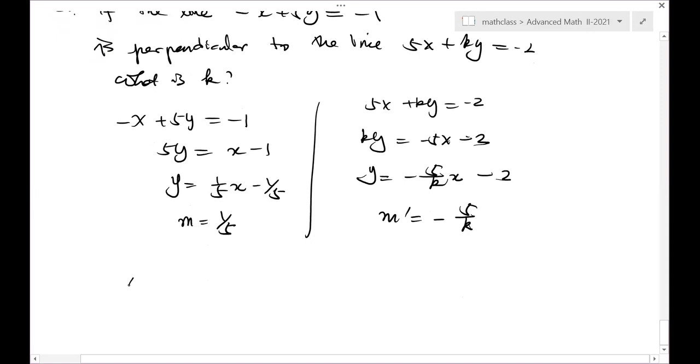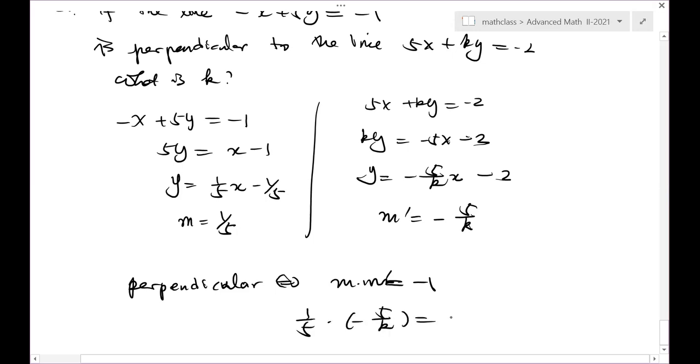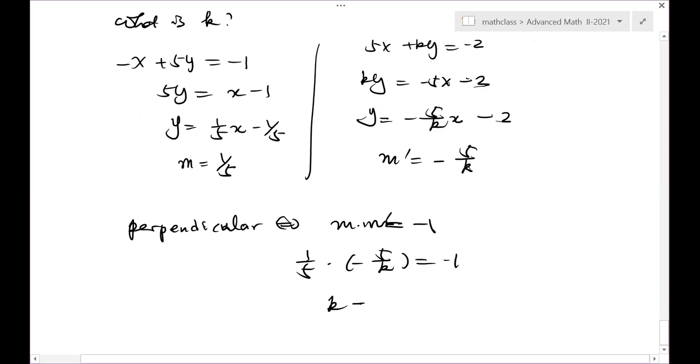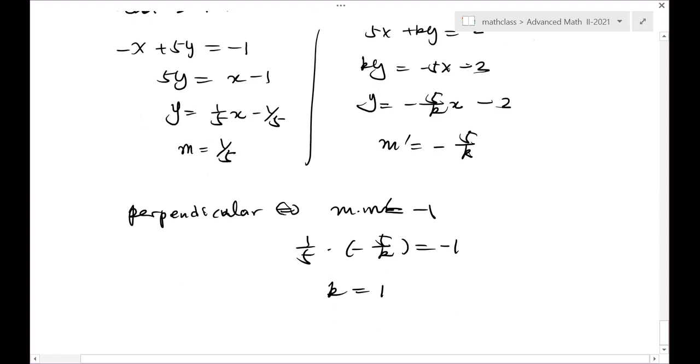Now they're perpendicular, and perpendicular means the product of their slopes is going to be negative 1. So 1 over 5 times negative 5 over k is going to be negative 1, and obviously k should be equal to 1. Okay, Calvin, I did not know where the 3 is from, but anyway, there's nothing to do with 3. There must be some computation problem here. So you can double check your work to see where the mistake is. I'm trying to avoid such mistakes happening in the future.